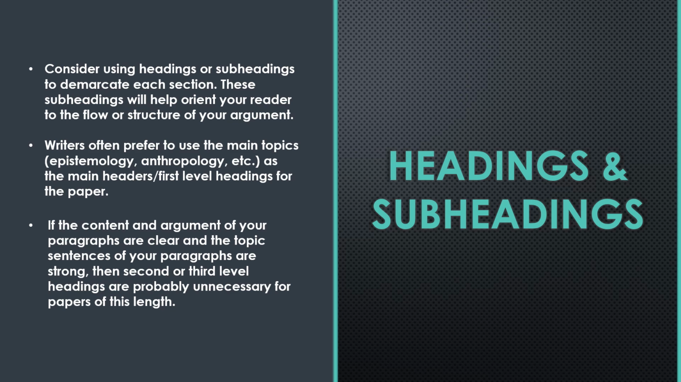As you write, consider using headings or subheadings to demarcate each section. These subheadings will help orient your reader to the flow or structure of your argument. Writers often prefer to use the main topics, epistemology, anthropology, etc., as the main headers, first-level headings for the paper. If the content and argument of your paragraphs are clear and the topic sentences of your paragraphs are strong, then second or third level headings are probably unnecessary for papers of this length.